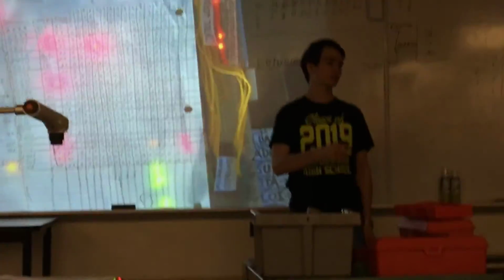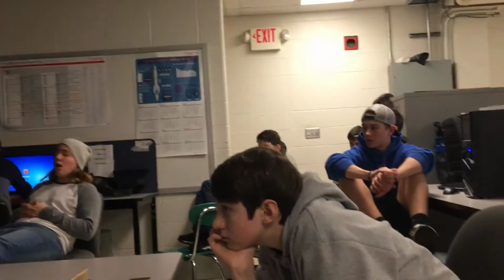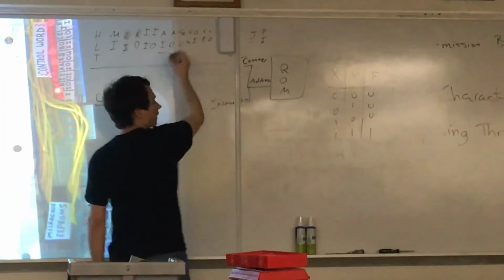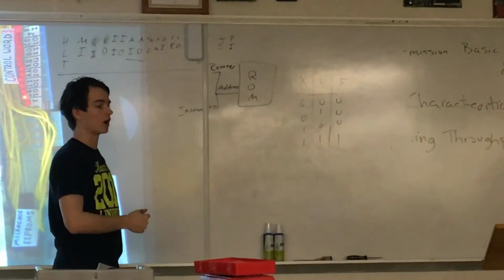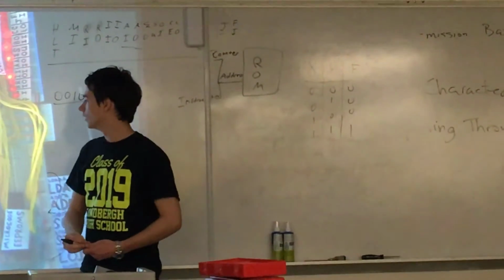Does anybody have any questions? Can I clarify a few things, since this is confusing? Yeah? What do AI and AO mean? AI and AO, right over here. A register in, A register out. Okay. So you send signals on whether or not you want the A register to output or input.